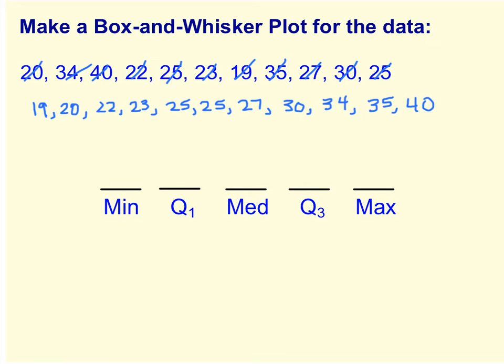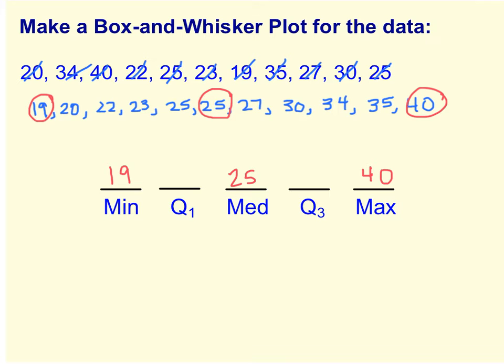Alright, now that we have everything in order from least to greatest, your minimum is the smallest number, your maximum is the largest number, and then the median, you want the number that's in the middle of your data, so you just start counting in until you get to the very middle number. And when you count in, you're going to see that it lands right on that 25, so our median is 25.